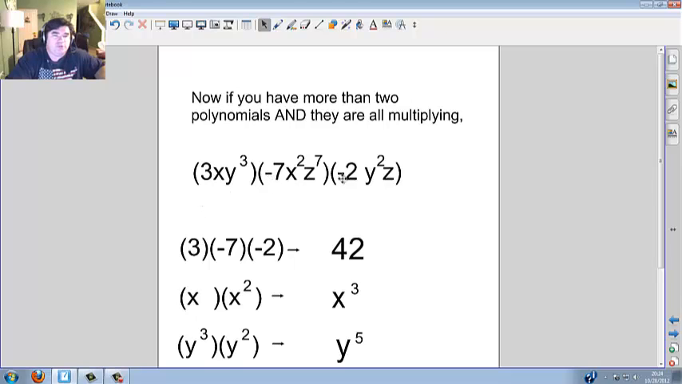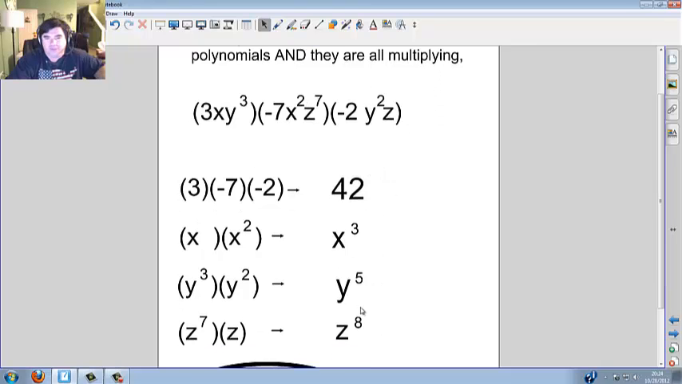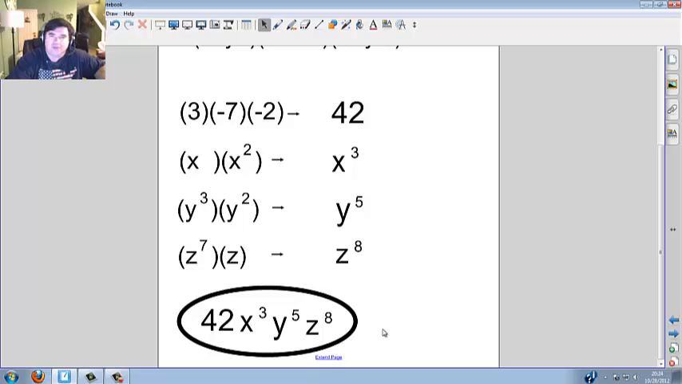3 times 7 times 2 is 42. Okay, 1 x and 2 more x's make x to the 3rd. 3 y's and 2 more y's make 5 y's. 7 z's and 1 more z makes z to the 8th. So I got all this information here, and I lay it all out right there. I just take it one piece at a time.